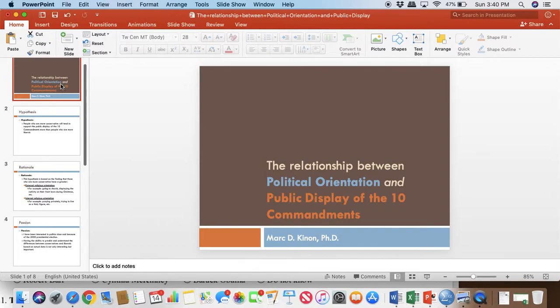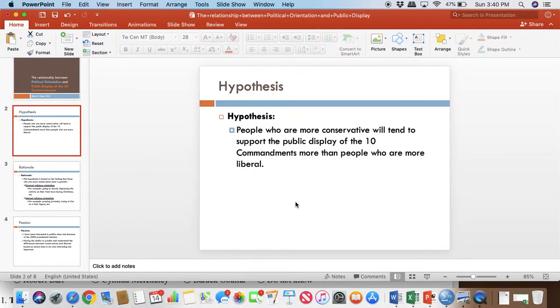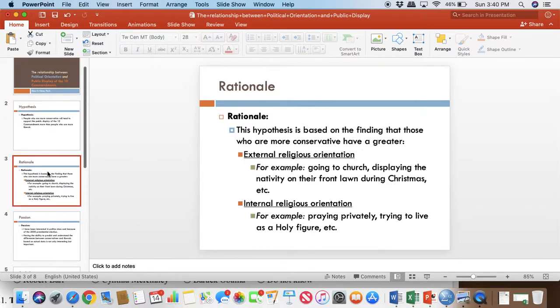Okay. So once I picked my variables, I had to come up with a hypothesis, or rather a prediction. So I predicted people who are more conservative will tend to support the public display of the Ten Commandments more than people who are more liberal. So once you come up with your hypothesis, then you have to write your rationale, okay?